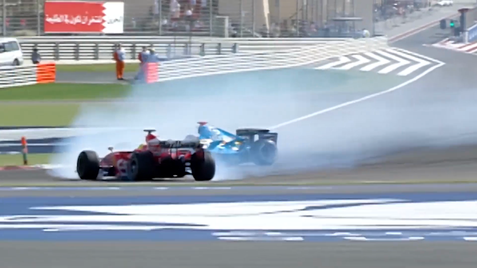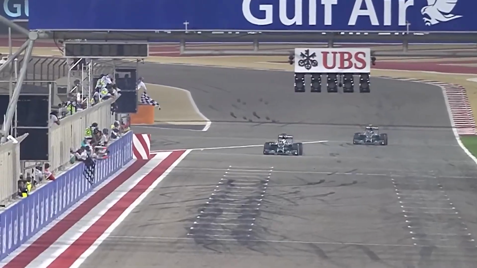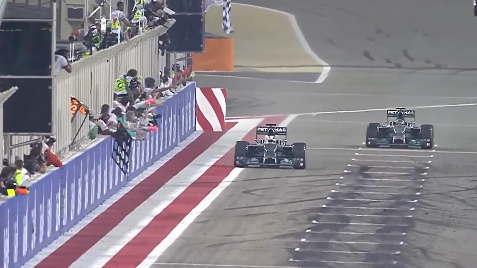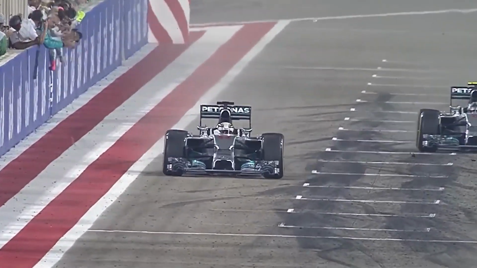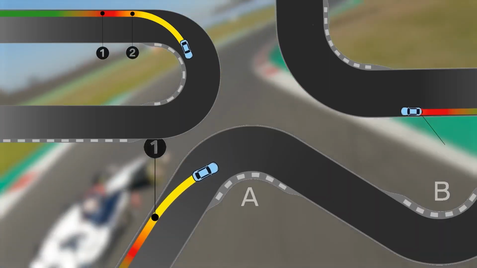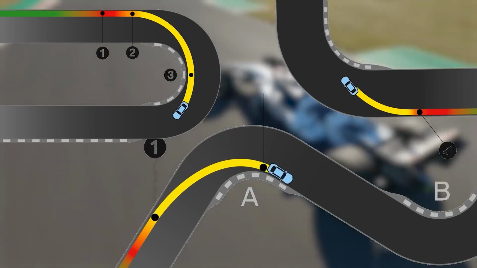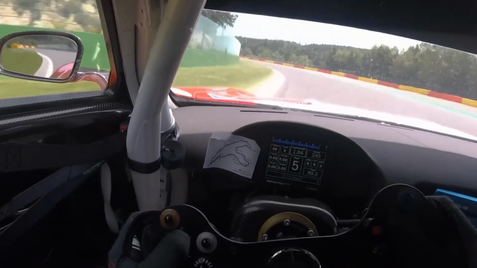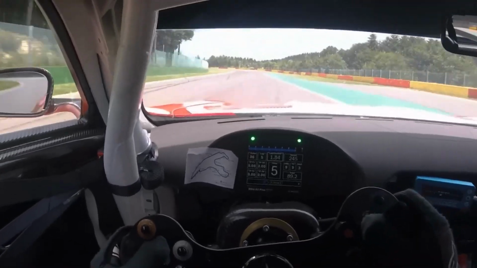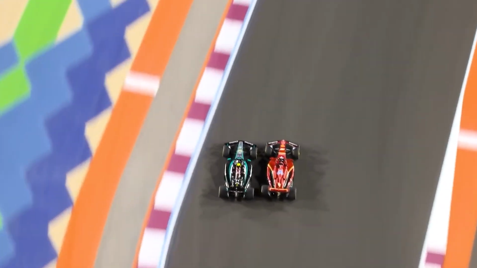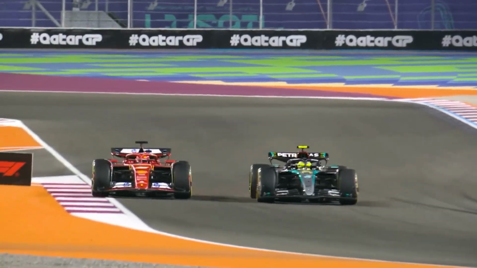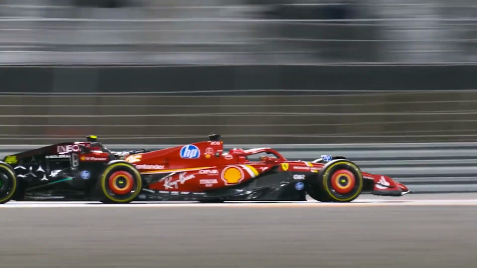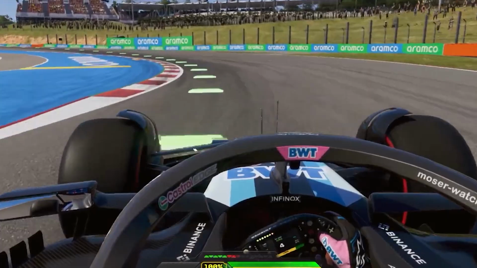Considerations: increases the risk of running wide on exit, potentially leading to off-track excursions. Often compromises exit speed, making it less favorable for overall lap time optimization. Selecting the appropriate racing line is a dynamic decision influenced by various factors, including vehicle characteristics, track layout, and specific racing scenarios. Understanding the nuances of each line type empowers drivers to adapt their strategies effectively, enhancing performance and competitiveness on the track.